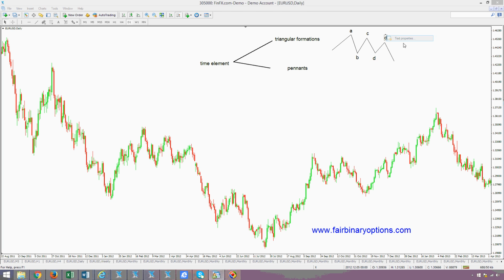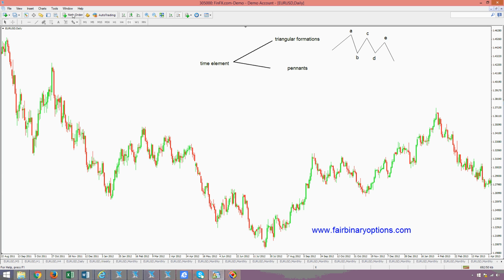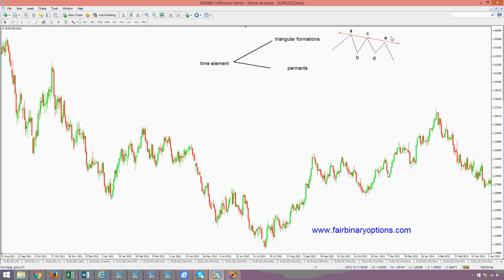Like any triangle, contracting or expanding, it doesn't really matter. Market is traveling between the A and C trend line. Let's make it of a different color so that we know that that one is the A and C trend line, and the B to D trend line. So we have two different trend lines. A pennant, on the other hand, is still a triangular formation, but it's looking something like this. You have a strong move to the upside, followed by a small consolidation, and then another continuation to the upside.